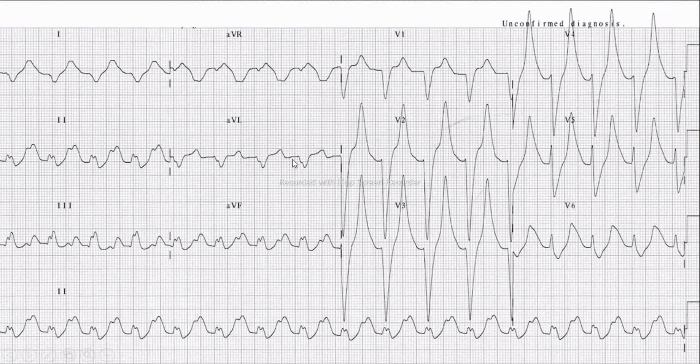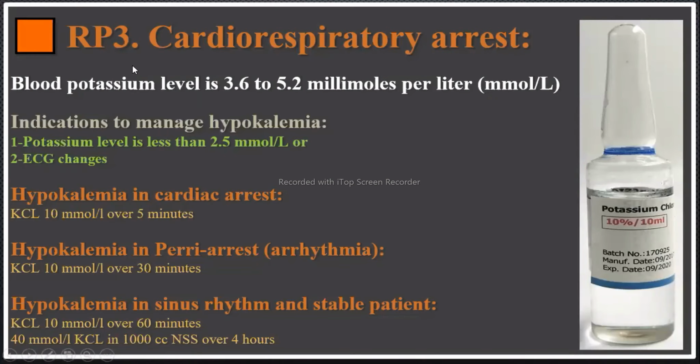What about this ECG? What do you think? Hyperkalemia. Yeah, big T wave, and the wide QRS, okay, and the absent P wave. We will discuss this in ECGs and cardiology, inshallah.